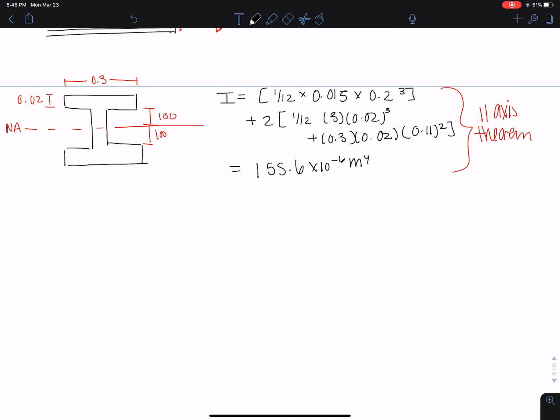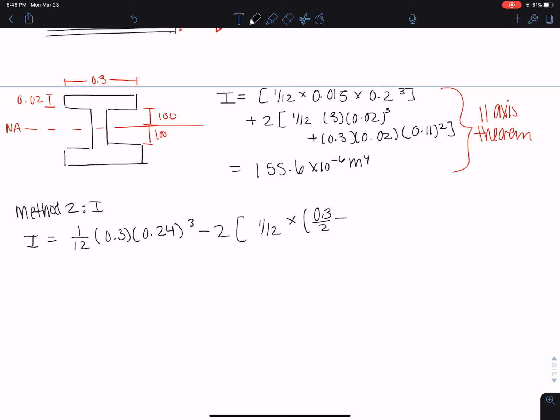Okay, and actually, I'll write down the other method for you in case you want to see that. If you want to see the other method, method 2, we would have I equals 1 over 12 times 0.3 times 0.24, the entire block, that whole rectangle cubed, minus the 2 holes, which would be 1 over 12, then times those inner portions, so 0.3 over 2 minus 0.015 over 2, and then times that width cubed, and that would be 155.6, again, times 10 to the negative 6 meters to the 4th.